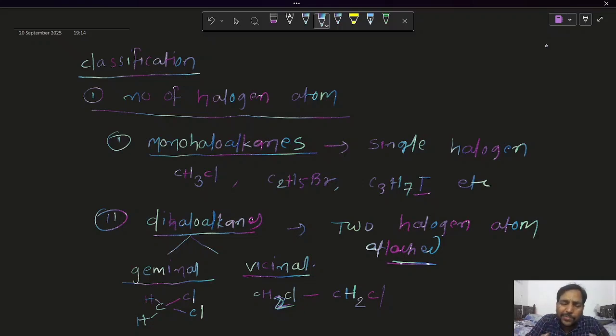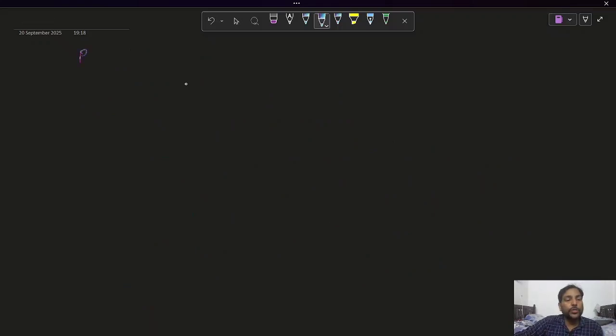And of course we can classify it as trihaloalkanes, you know, where three halogen atoms are attached. So simple. Now we have to discuss the main things, which is the preparation of haloalkanes, right? So let's discuss the preparation of haloalkanes.